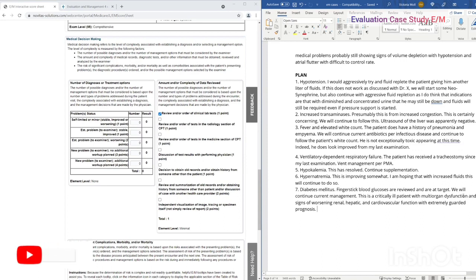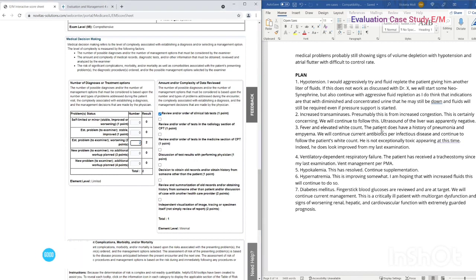Critically ill patient with multi-organ dysfunction and signs of worsening. Okay, here we go. Signs of worsening renal, hepatic, and cardiovascular function. So anything that we could say is renal, hepatic, or cardiovascular, he's saying is worsening. The hypotension would be cardiovascular, so that's worsening. So we can count that as our established worsening. Transaminase, let's see. That's function of the liver, so that's worsening, hepatic. So we're going to bump that up to 2.